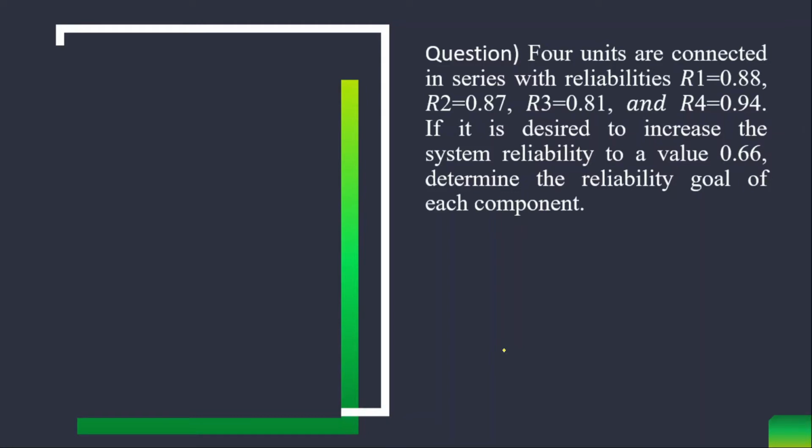So this one is the first question of the fourth assignment. Four units are connected in series with reliabilities R1 equal to 0.88, R2 equal to 0.87, R3 equal to 0.81, and R4 equal to 0.94. If it is decided to increase the system reliability to a value of 0.66, determine the reliability goal of each component. Okay, so we are asked to do the reliability allocation.